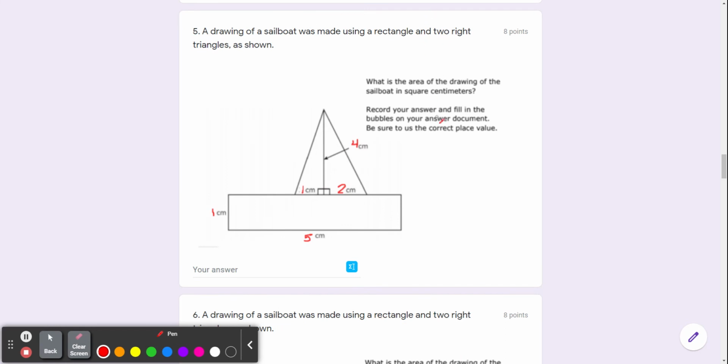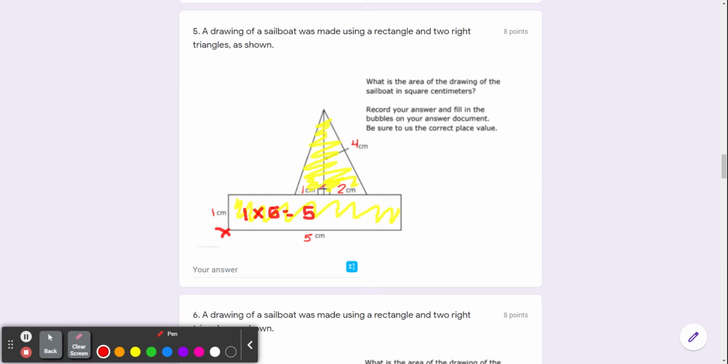All right, number 5. A drawing of a sailboat was made using a rectangle and 2 right triangles as shown. What is the area of the drawing of the sailboat in square centimeters? So I have 2 shapes here. I have this rectangle down here, and then this triangle up here. For my rectangle on the bottom, I see a 1 and a 5. So that's 1 times 5. 1 times 5 is 5. So that rectangle down there is worth 5.